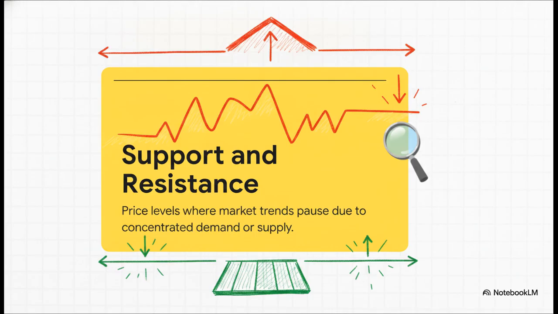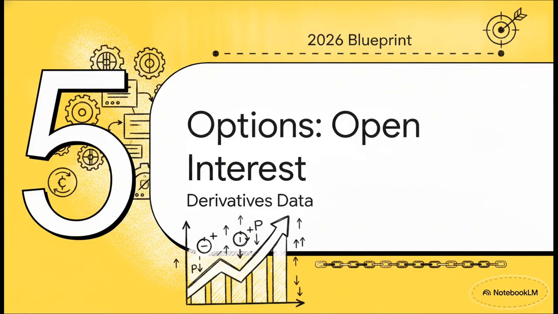A post-market report leverages support and resistance levels to define the strict parameters where supply and demand are practically guaranteed to collide. It dictates exactly where you enter a trade and, more importantly, exactly where you execute your risk management for the next day. Finally, we hit Section 5, options and open interest data.